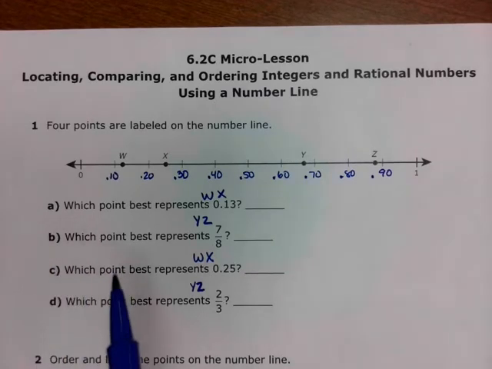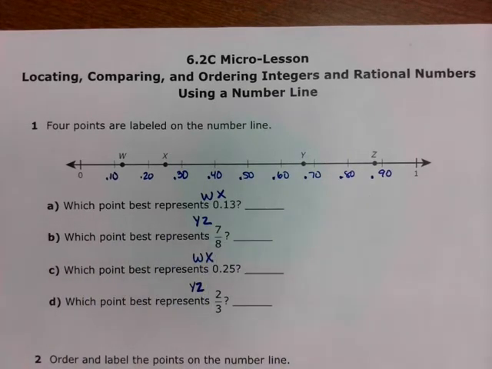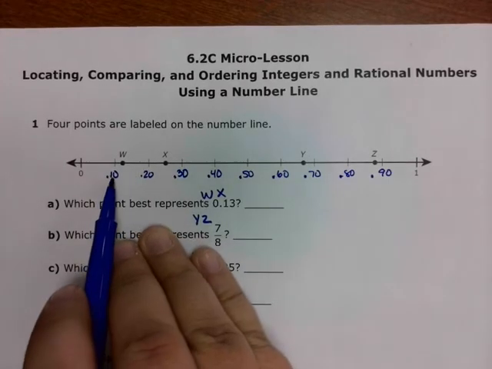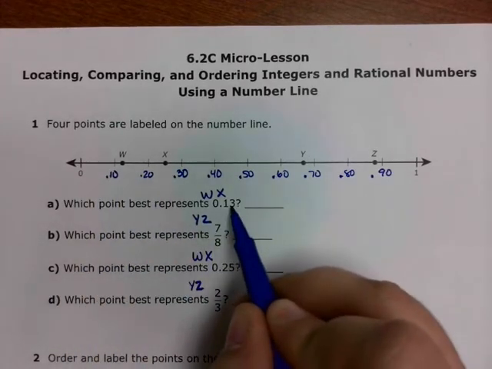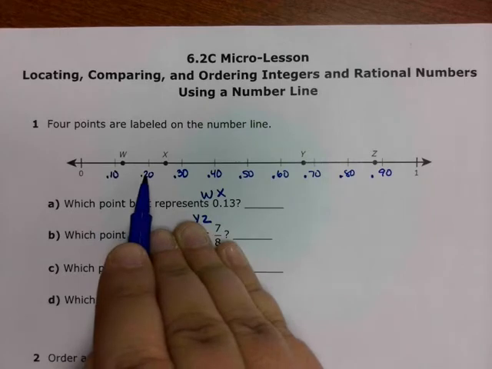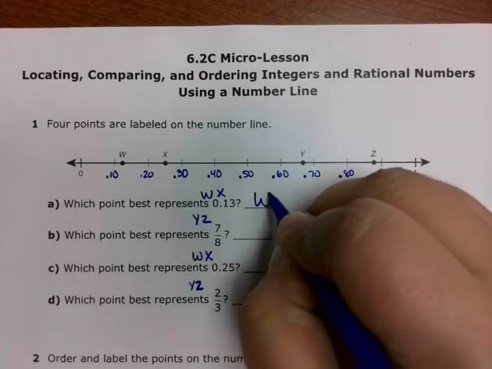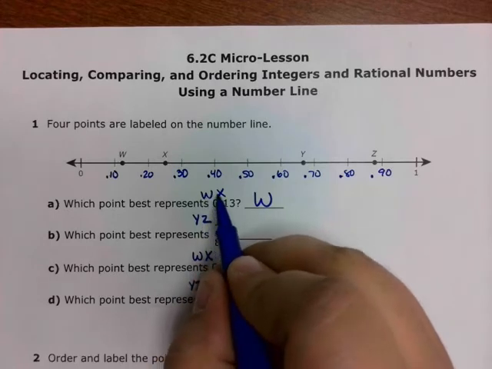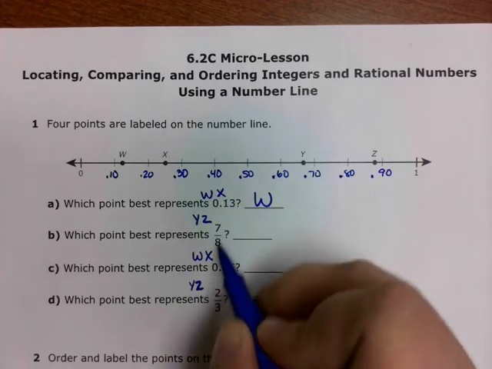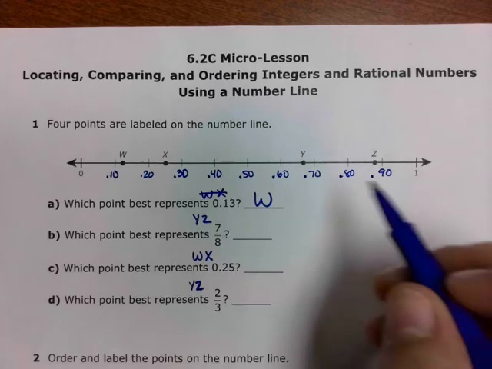All right, so this one says 0.13. This is why I put the 10, 20, 30. 0.13 is between 10 and 20. The only point that is between 10 and 20 is point W. So that matches my logic that I said earlier. If my logic is correct, then down here my point should be X.